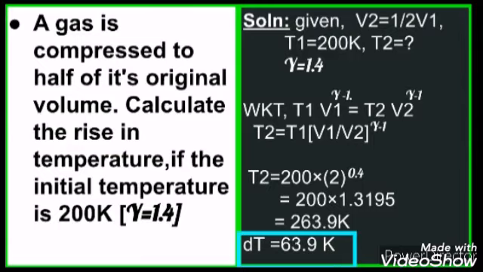We know the relationship between T1 and V1 by the formula T1 V1 power gamma minus 1 is equal to T2 V2 power gamma minus 1. By substituting the values of T1, V1, V2, gamma, we get T2 is equal to 200 into 2 power 0.4, which is T2 is equal to 263.9 Kelvin. But they asked for the rise in temperature, which is the amount the temperature has increased. Hence, the increase in temperature can be determined by subtracting T1 from T2. So, the rise in temperature is 63.9 Kelvin.